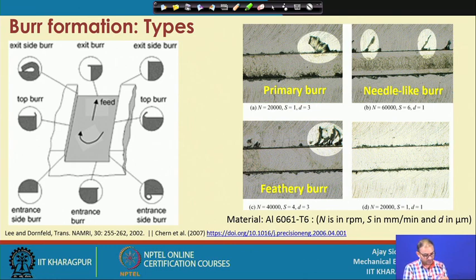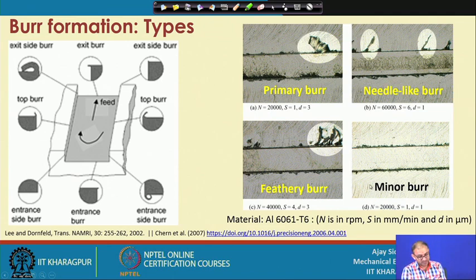It does not have any perfect shape, but it looks like a mixture of a very small amount of needle-like burr. Now, for this particular parameter setting, your RPM is between 20,000 and 60,000, feed rate is 4, also between these two, and depth of cut is 3 micron in this case. And this is called minor burr. That mostly happens if your feed rate and depth of cut are very small and RPM is also small.